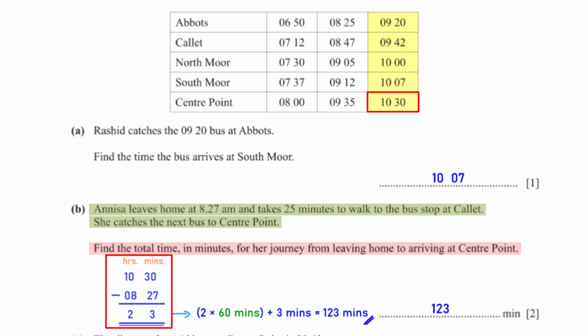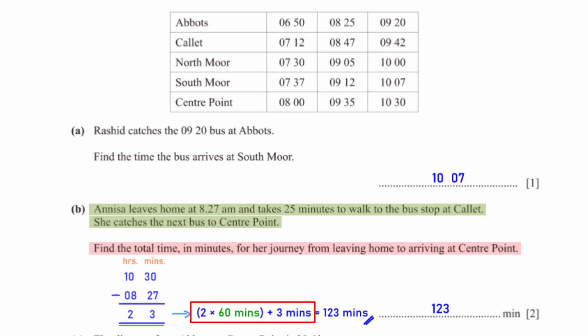To convert 2 hours to minutes, we multiply 2 by 60. This gives us 123 minutes.